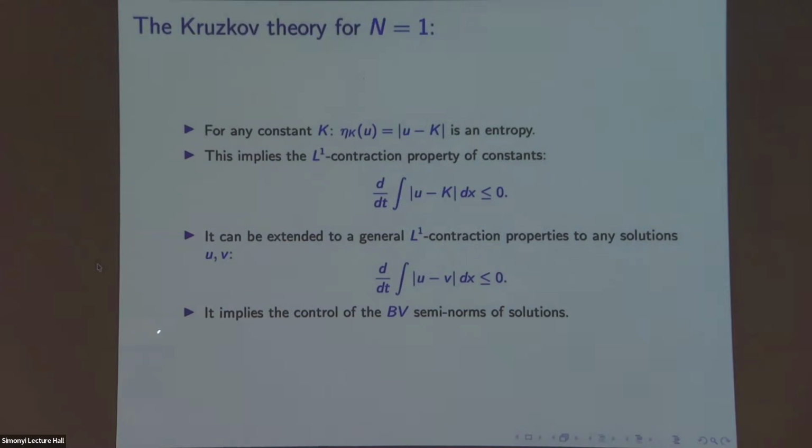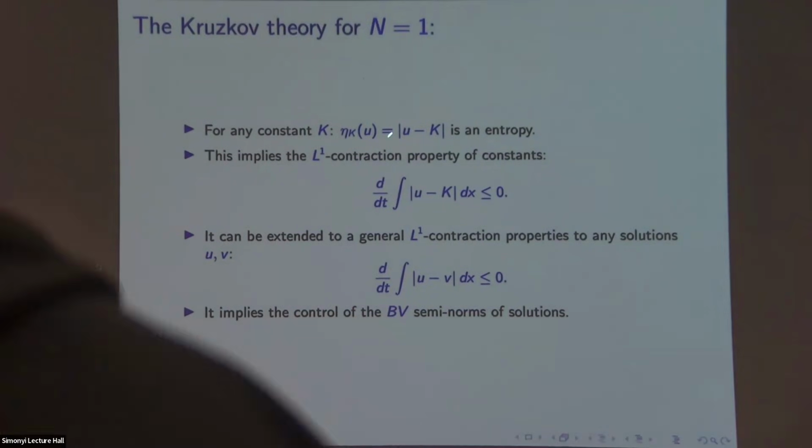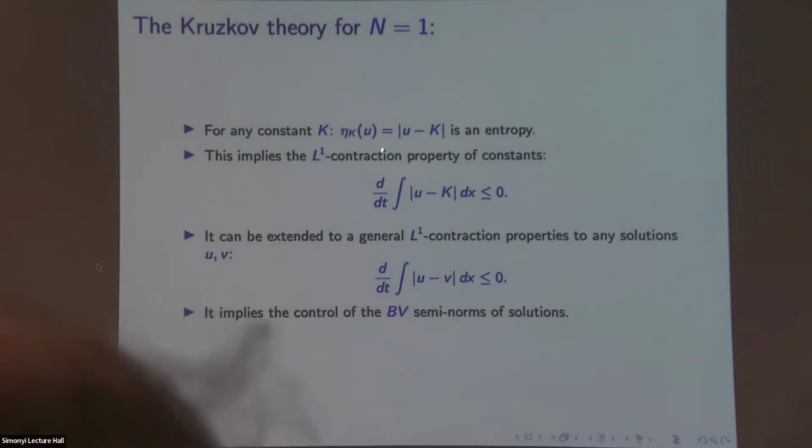So for this, what is Kruzhkov? Kruzhkov is that actually you have not only one entropy, but you can consider an entropy which compares the velocity to any constant k, and let's say k is a constant for now, right? So you have a velocity and you compare it to a constant. And the nice thing is that it is an entropy by itself. So when you integrate, it decreases.